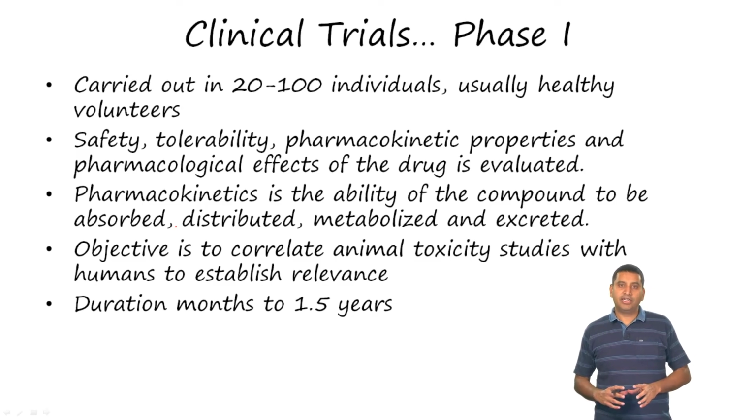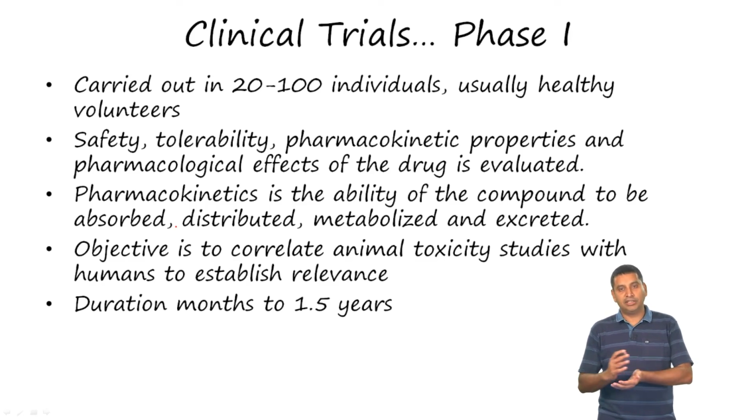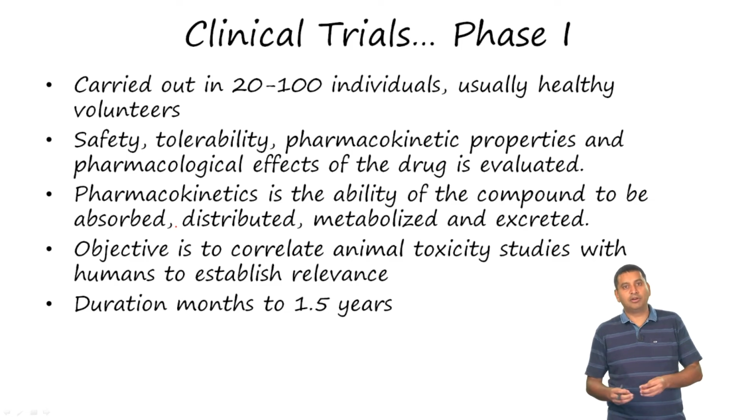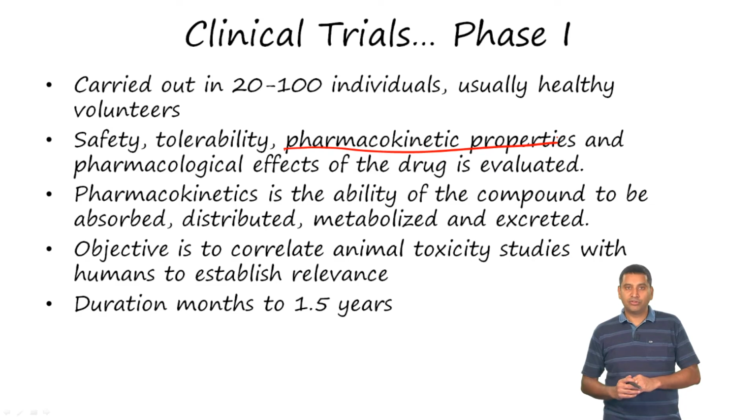So, phase 1 of clinical trials typically involves healthy individuals, somewhere between 20 and 100 individuals, and these are volunteers. A single dose is typically given to these volunteers, and people would study what happens, where it goes, like pharmacokinetic properties would be studied. We will look in more detail at what pharmacokinetics is in a later lecture. We would also study whether it is safe and whether it is tolerated well. All these are evaluated in phase 1.